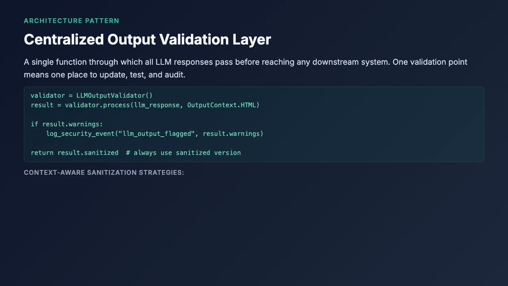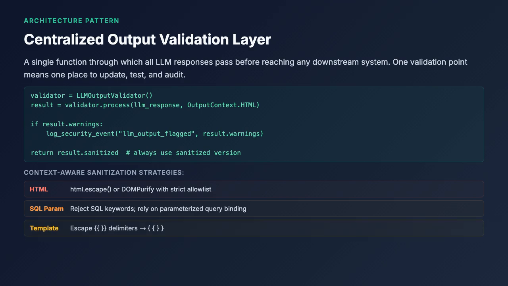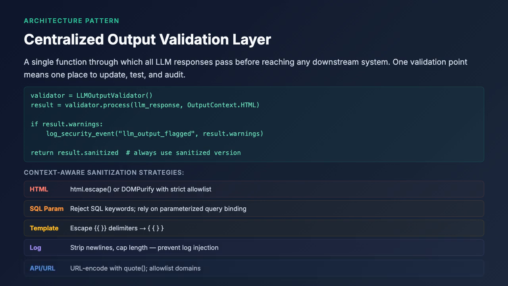Then it applies context-appropriate sanitization. For HTML, it applies entity encoding. For SQL parameters, it rejects SQL keywords. For templates, it escapes curly brace delimiters. For logs, it strips new lines. For API parameters, it URL encodes the output. This prevents the common failure mode where one output path is protected, but another is not.